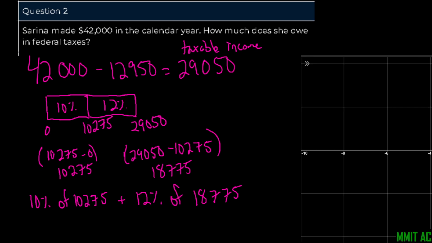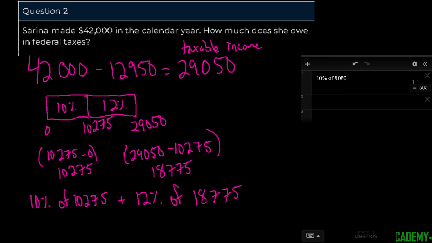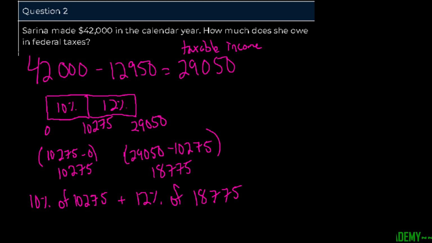So I'm going to say, I have 10% of 10,275, and then plus I do 12% of 18,775. Add those two together to get our total. So we're going to say our total amount is going to be the 3,280 and 50 cents. So let me write that down.